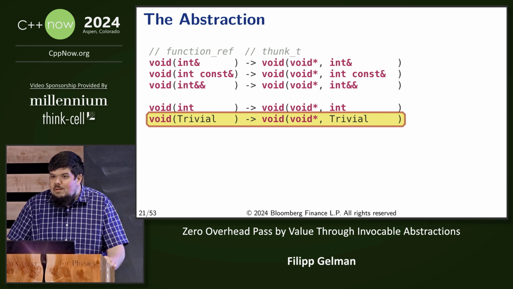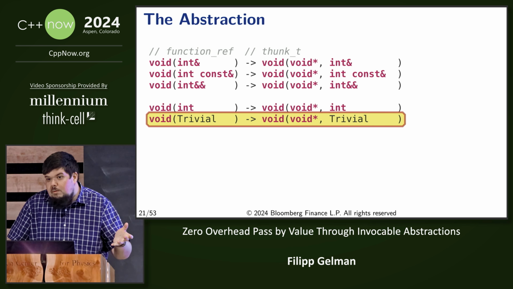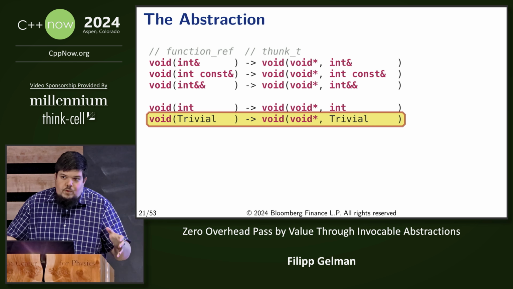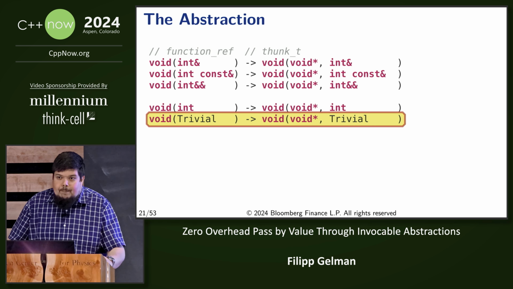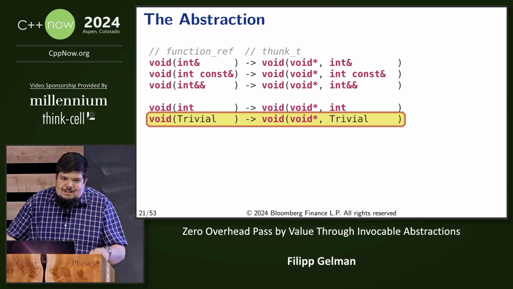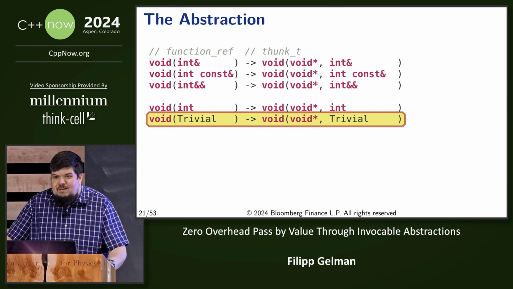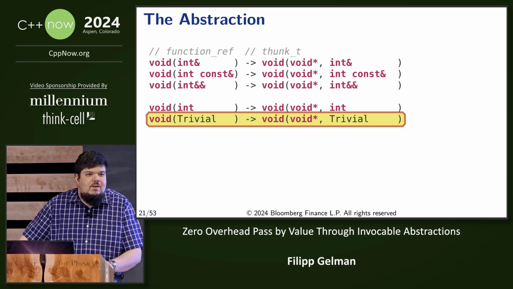Would you want to constrain that on small trivial objects? No. Because the register conventions will already take care of that. So if it's a small trivial object, it's going to fit into the first several registers, and that's fine. If it's a large trivial object, it's going to be on the stack, and then I don't care too much, really. Yes? Was this all motivated by performance or something else?